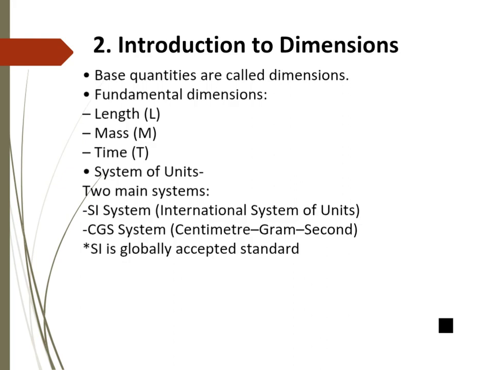Next, we will move to the system of units. A system of units provides a standard method for measuring physical quantities. There are two commonly used systems. First, SI system, also called International System of Units. Second is CGS system, centimeter, gram, second system. The SI system is the globally accepted standard system.